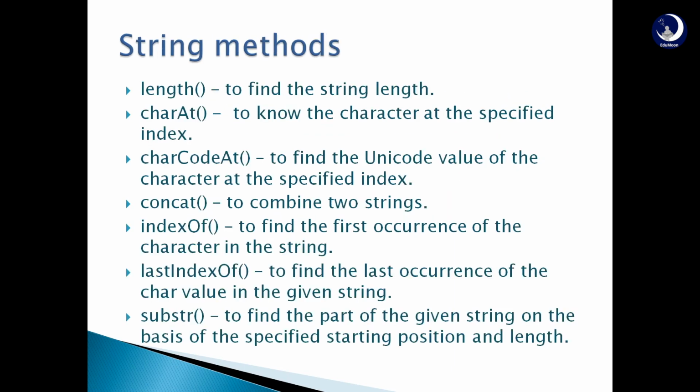These are some of the string methods. Length is used to find the string length. CharAt is used to find the character at a specific index. And charCodeAt would show you the unique code of the value specified at the index. Next, concat is used to combine two strings. IndexOf would find the first occurrence of the character specified as a parameter in the string.